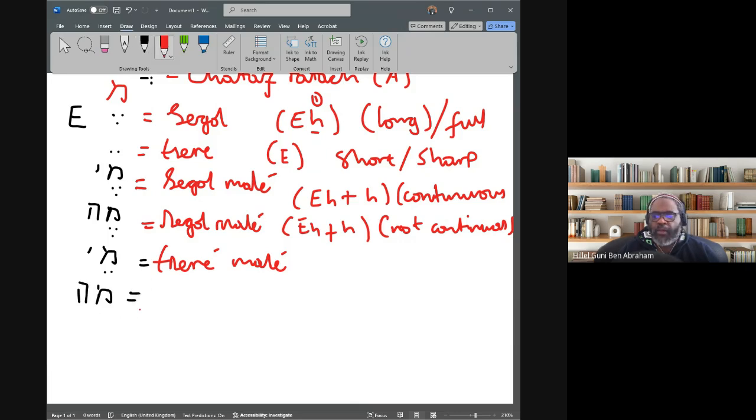You'll always remember it. And then we also have a tsere male, which is this sound here. This one is continuous. This one is not continuous, but both are tsere male. They sound the same. It's the same complete sound.